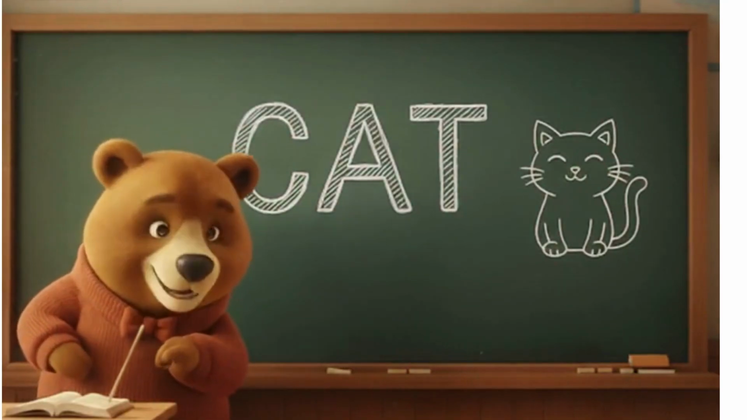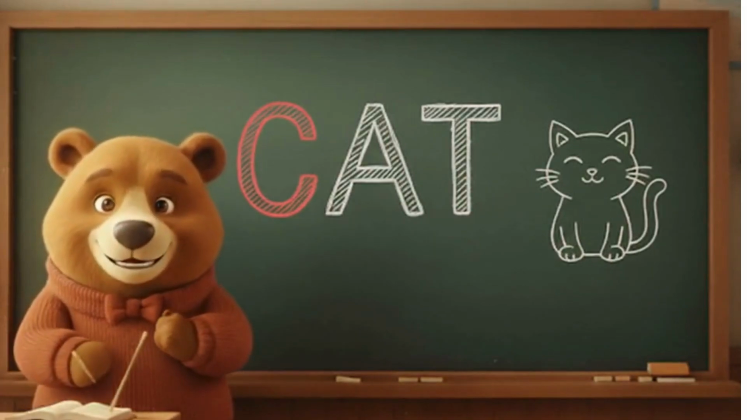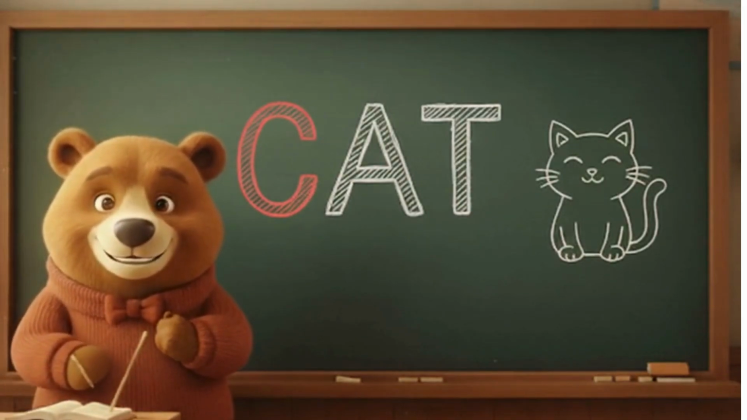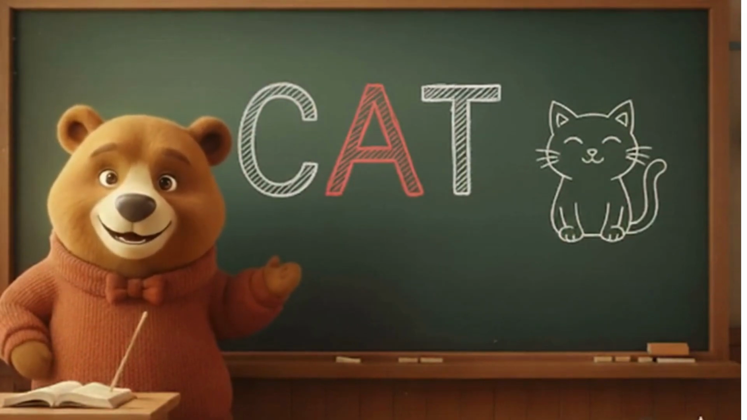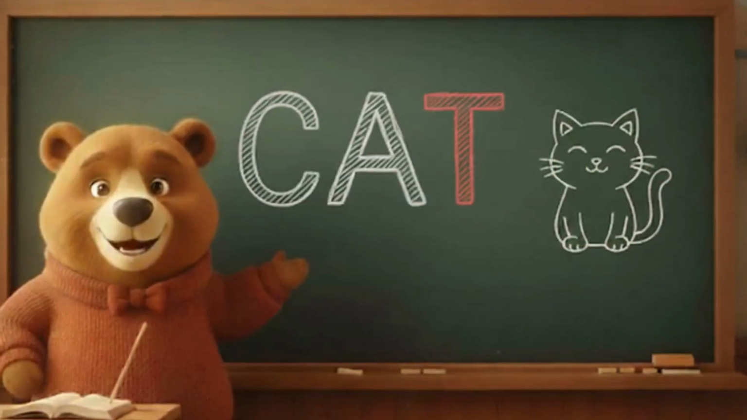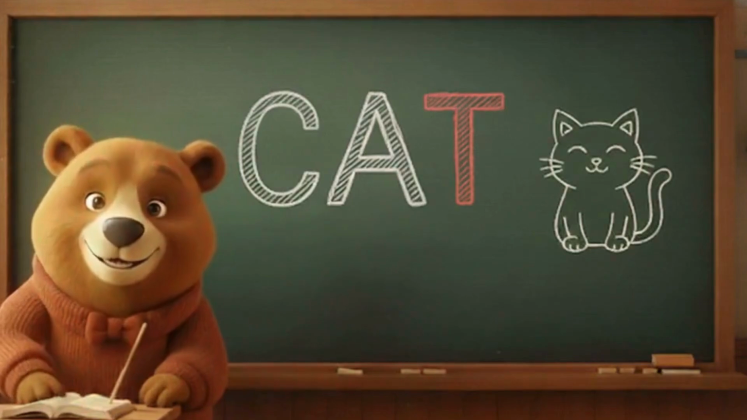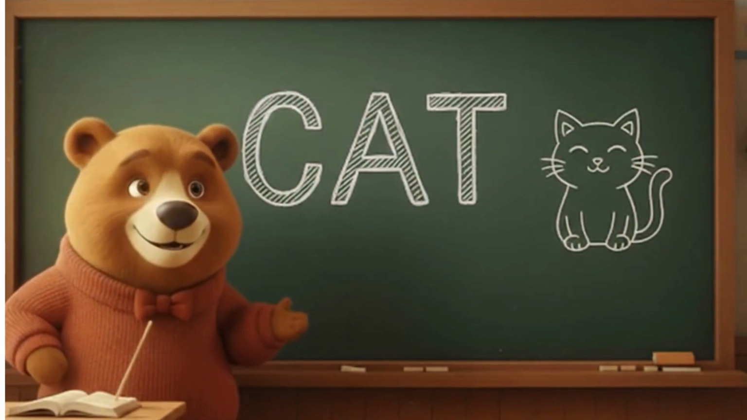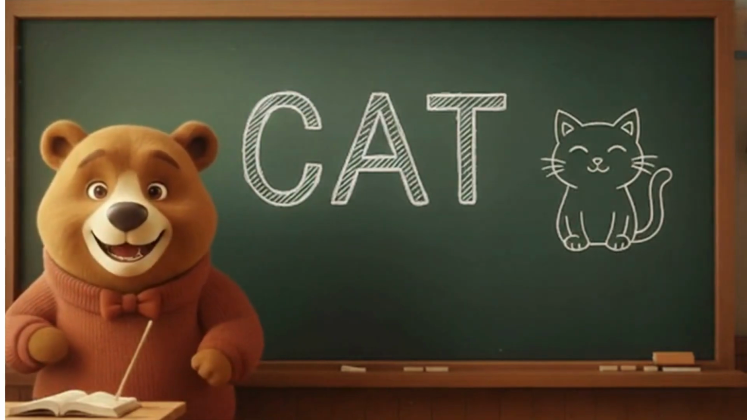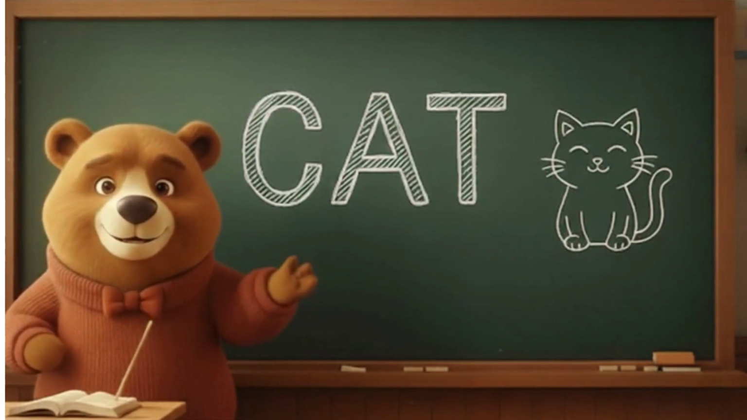Let's read this word, cat. Let's look at the first letter. C says keh. Let's look at the next letter. A says ah. Let's look at the last letter. T says tuh. Now let's read the word together. Keh, ah, tuh. The word is cat.